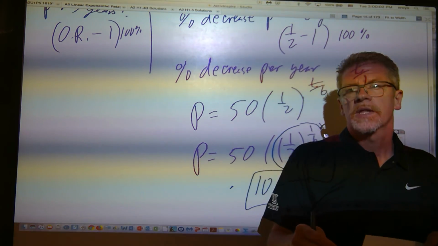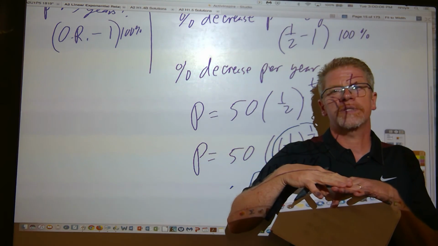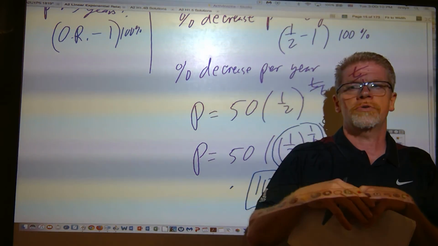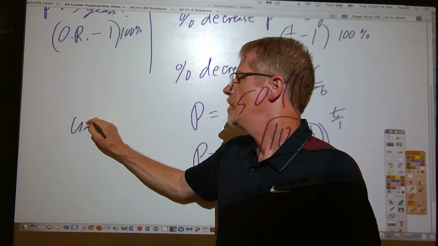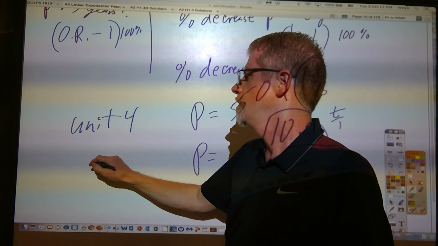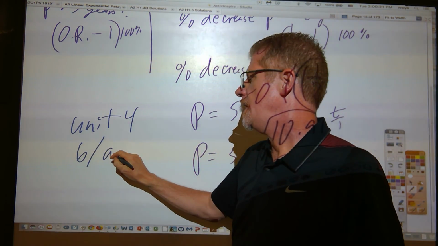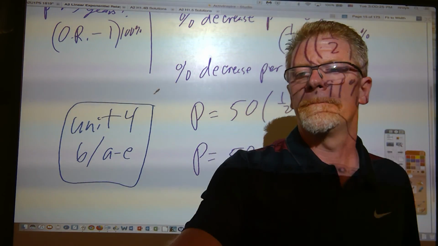Now, the homework, it's not parts A through F, but it's Unit 4 problem set. Problem 6, do problems A through E. So Unit 4, problem 6, A through E is due on block day. You are dismissed.